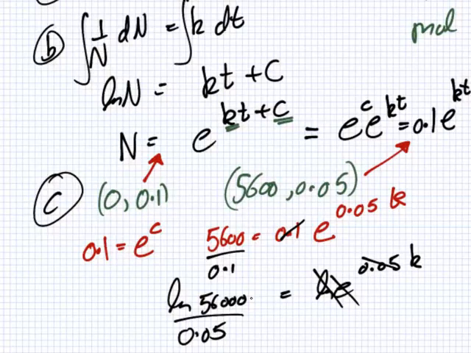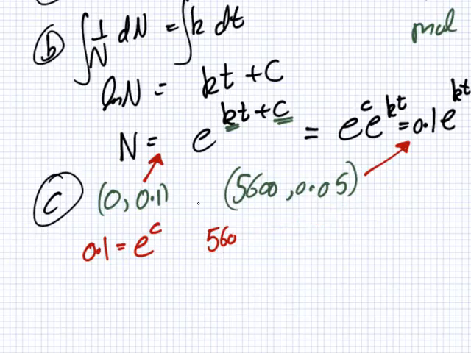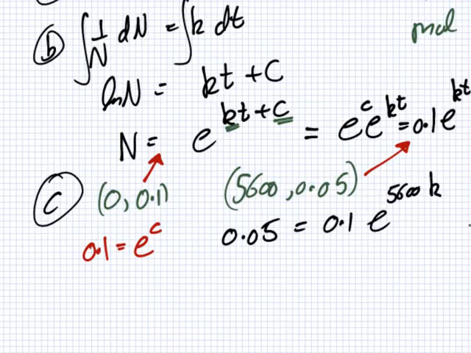Can you go back? Wait. I know what I did wrong. I put them in the wrong way around. I should have said 0.05 equals 0.1 E to the 5600K. I put it in backwards. That's where I screwed up.